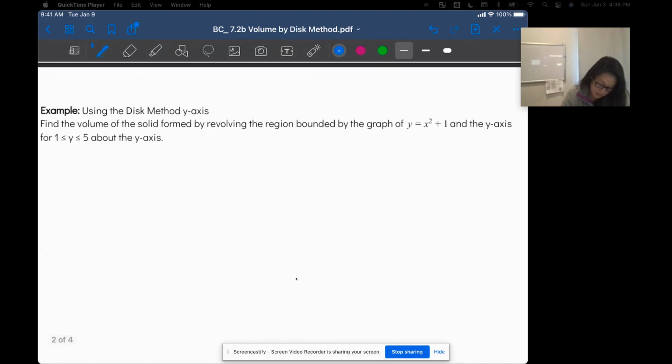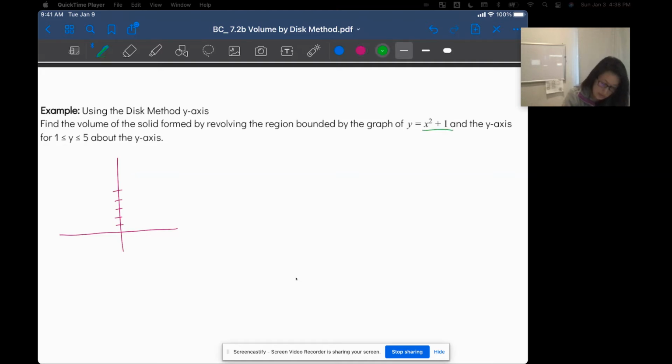All right, find the volume of the solid formed by revolving the region bounded by the graph of x squared plus 1 and the y-axis for 1 is less than or equal to y, which is less than or equal to 5, about the y-axis. That sounds like fun. Okay. So 1, 2, 3, 4, 5. That's where I'm going to start.